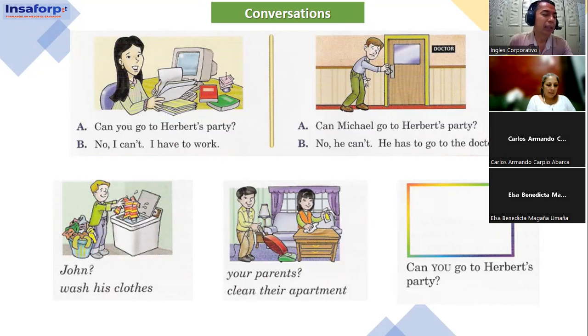Now, let's go to Brenda, please, and Brenda Lee. Brenda, you make the question, your parents, right? And Brenda Lee, you answer, right? Ready, Brenda and Brenda Lee? Yes, okay, good. 1, 2, 3, action.